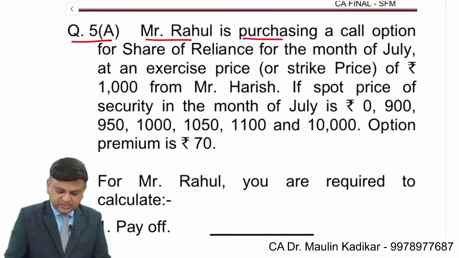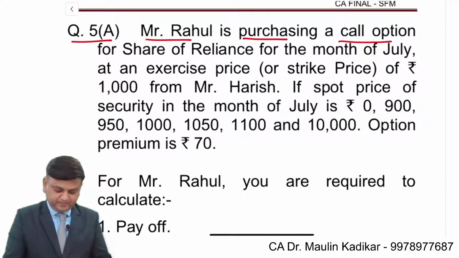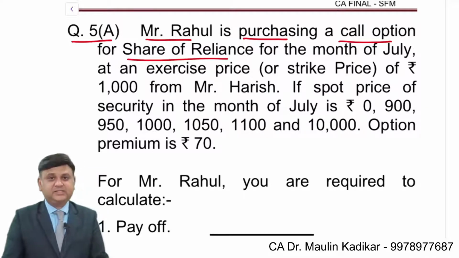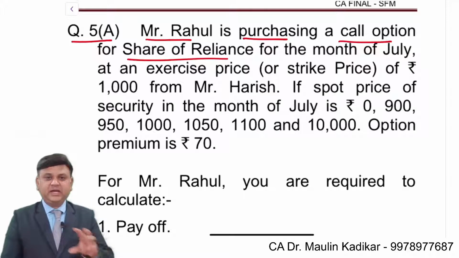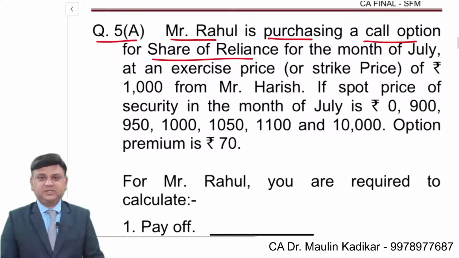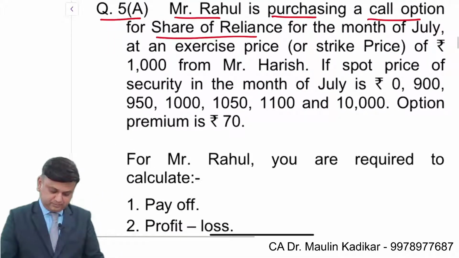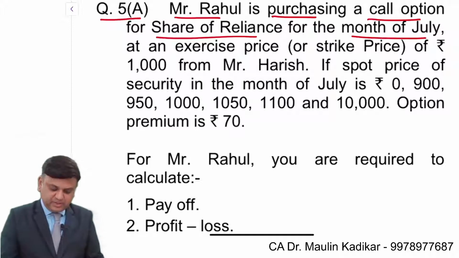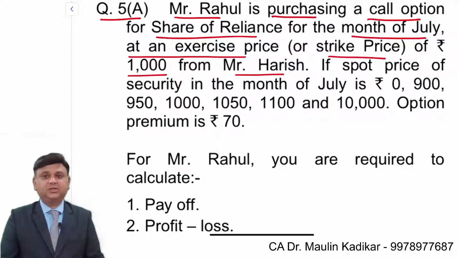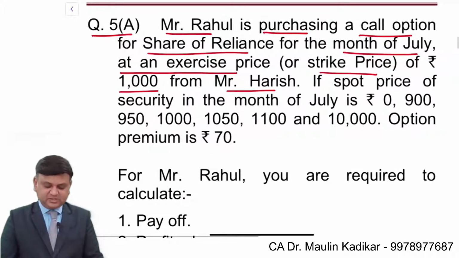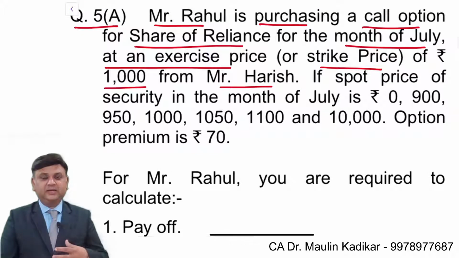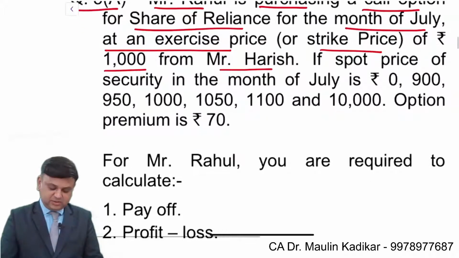Mr. Rahul is purchasing a call option for a share of Reliance. So in our example, Rahul is the option purchaser for the month of July at an exercise price or strike price of rupees 1000 from Mr. Harish. So the exercise price at which the right can be exercised is 1000.